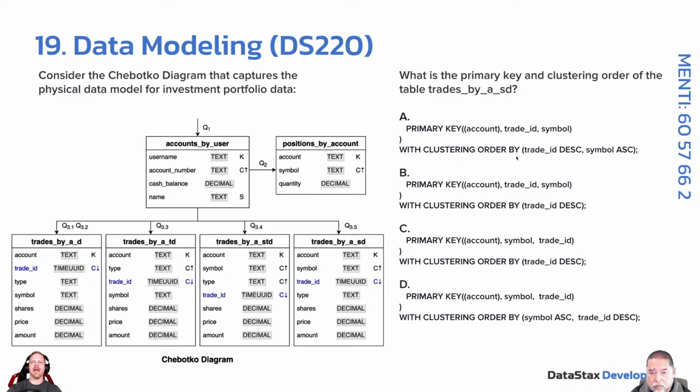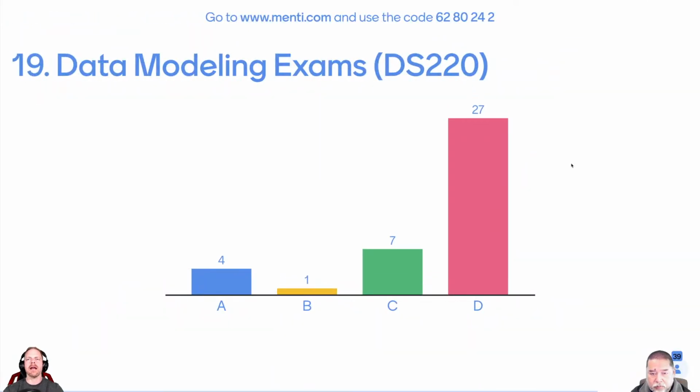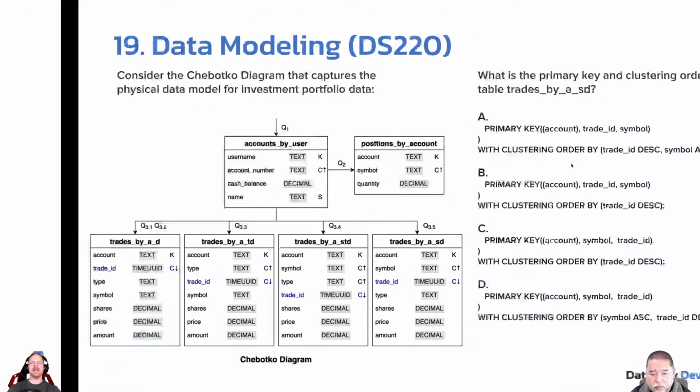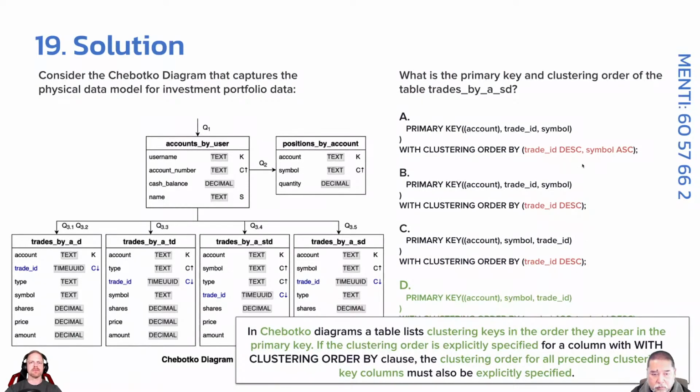All right, let's take a look at the answers. And the correct answer here was D. Let's take a look at why. Okay, it looks like the majority of the folks got D, but there was some spread in the answers. So the 3 fields that make up the primary key are account, symbol, and trade ID. Also, the clustering columns are in order.